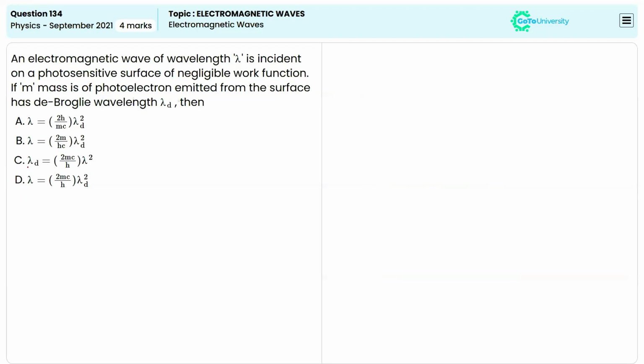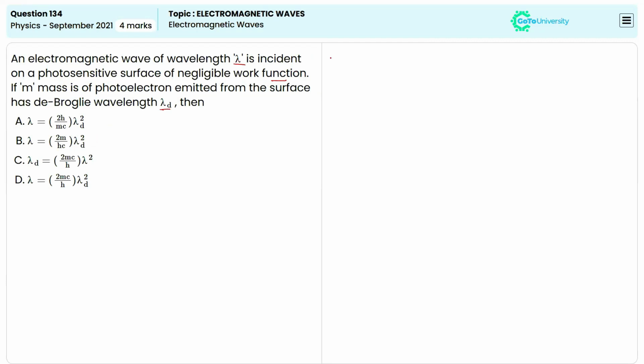The next question now. An electromagnetic wave of wavelength lambda is incident on a photosensitive surface of negligible work function. If m is representing the photoelectron emitted from the surface with a de Broglie wavelength lambda d, then which quantity is correctly representing the wavelength lambda d?